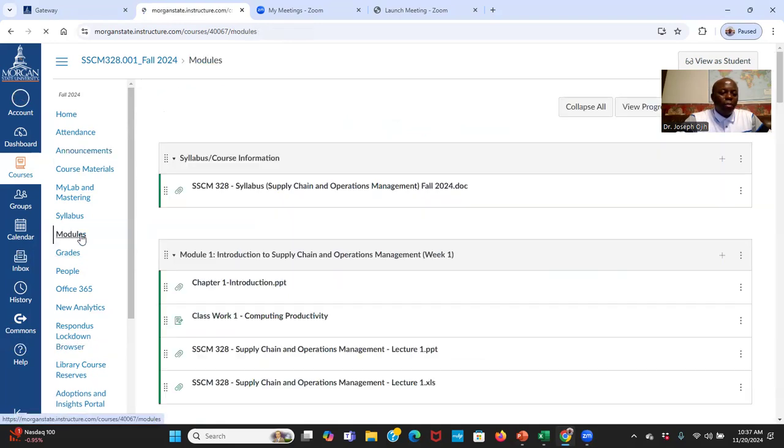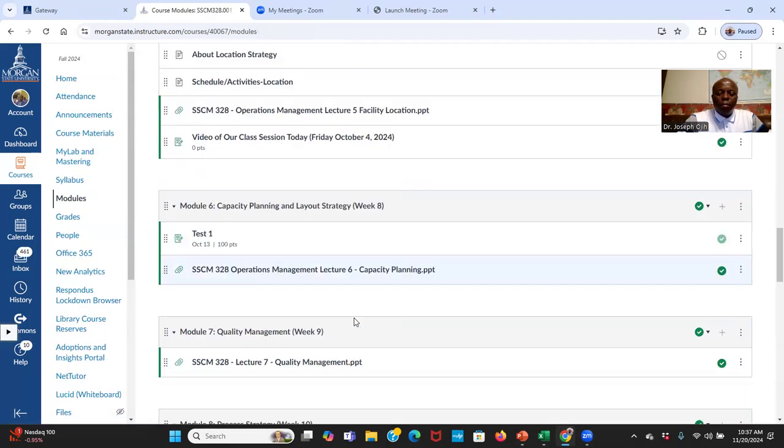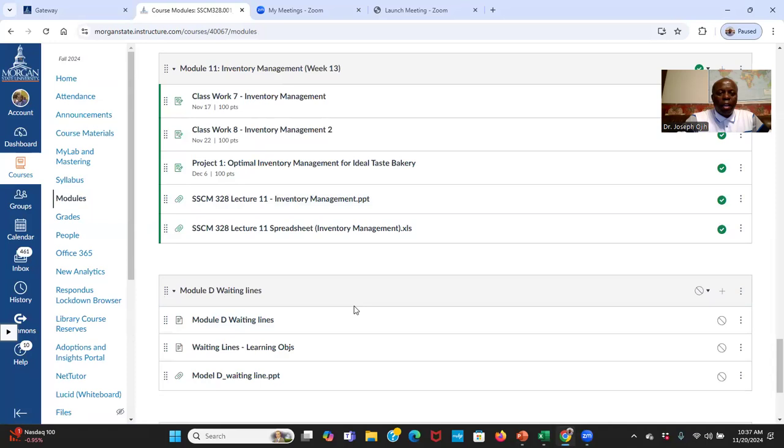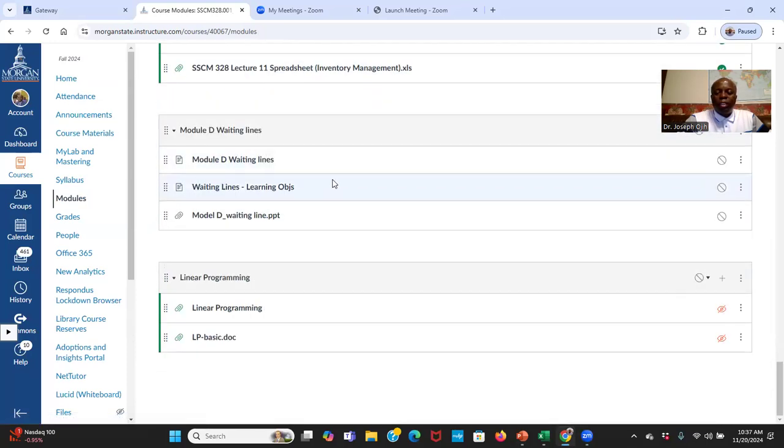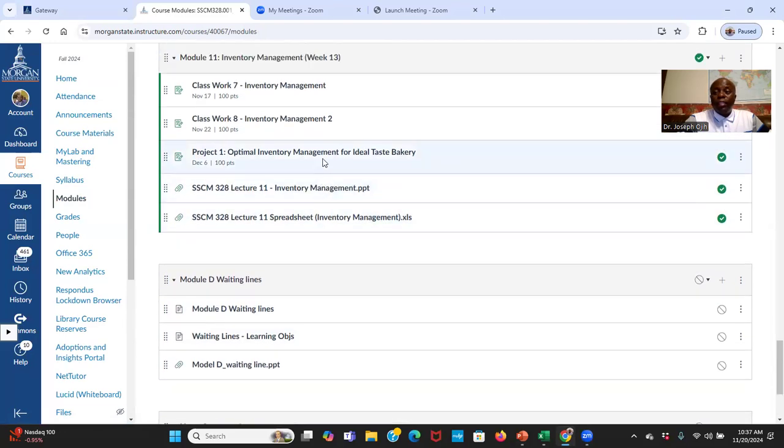I'm going to models. Scroll all the way down to the project. This is the first one. The second project will be the final exam. It will be the presentation of the work you did on this one using a PowerPoint. So this is the project right here. After this class, you'll be able to start the project.